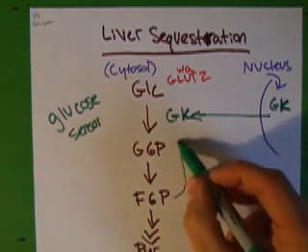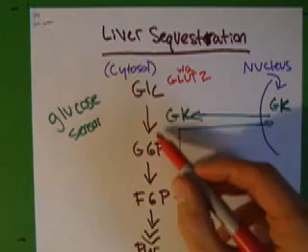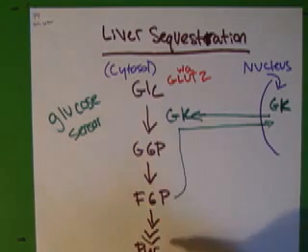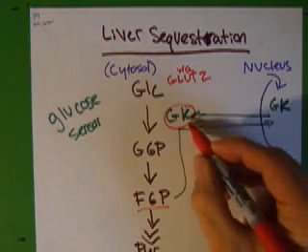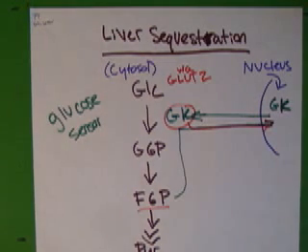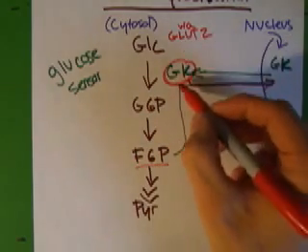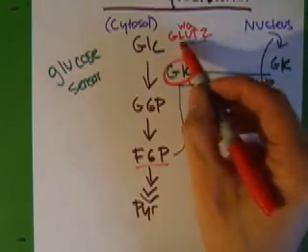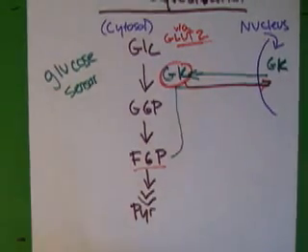This tells glucokinase to go back in. So it's done its job, you have enough glycolysis taking place, so as soon as you get to this metabolite, it takes glucokinase and sends it back into the nucleus. That's all you need to know for liver sequestration. Again, the things to note are always glucokinase because it's the liver, GLUT2 because it's the liver, and this is where the sequestration happens.